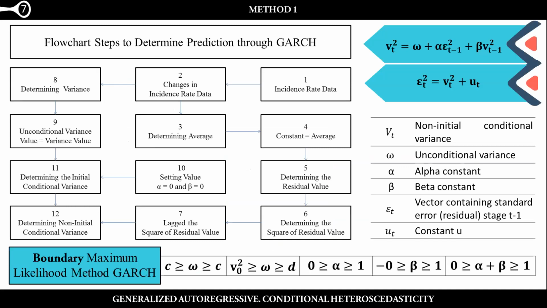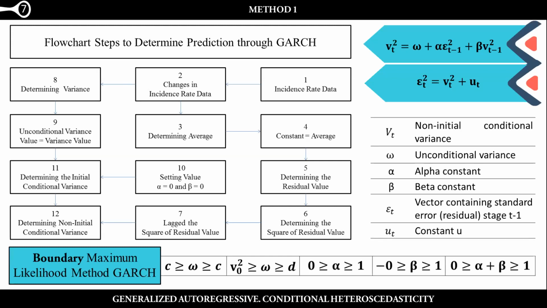The following is the flowchart of the Gauss method. Initially, we look for the average value and the variance value of the change in the incidence rate data. Then we assume the average value is a constant value, and the variance value is an unconditional variance value. Then, by setting the alpha value equal to the beta value equal to 0, the initial conditional variance value can be obtained. Getting the residual value from the change in incidence rate and the initial conditional variance value.